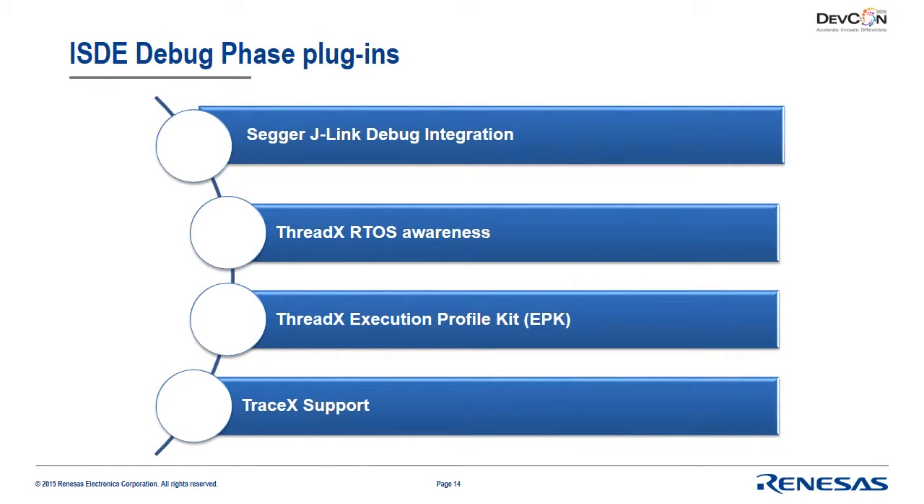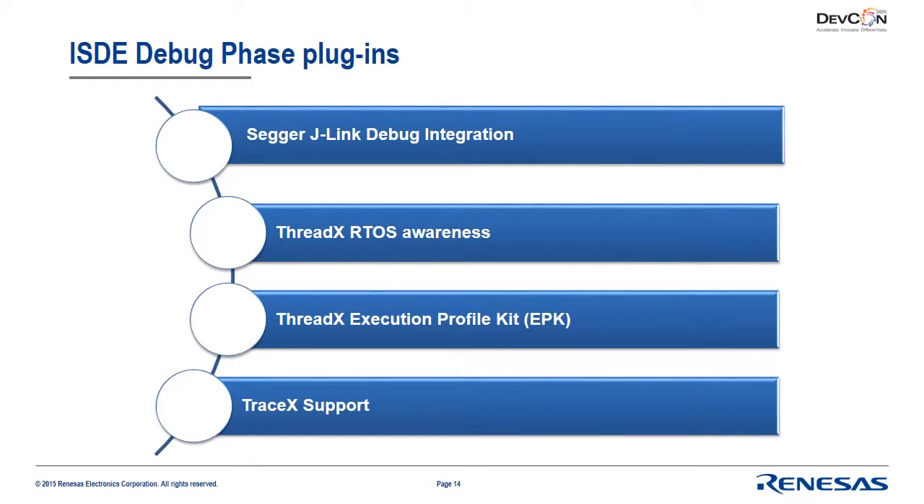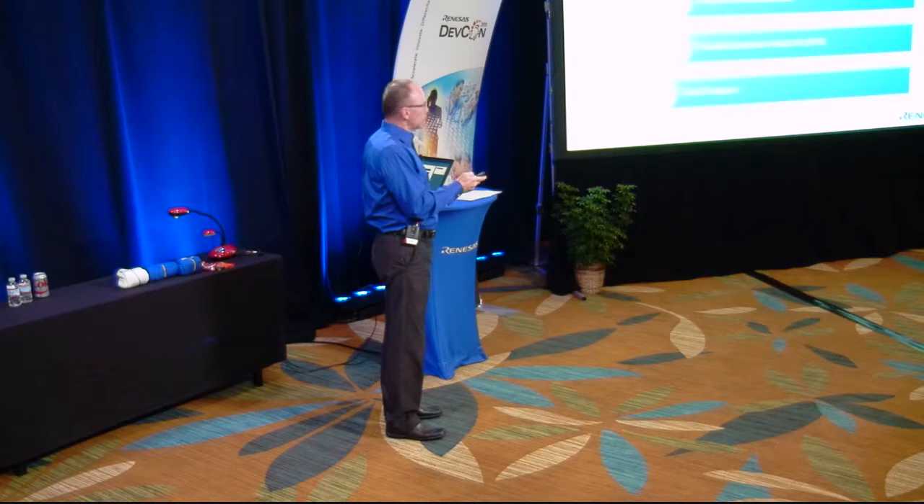And then on the debug side, we integrated the Segger J-Link debug support. Since the Synergy microcontrollers are based on ARM, the Segger J-Link was an obvious choice as a debug probe because it's so commonly used. So that's our standard debug probe. And then we have various plugins here that make it easier to do RTOS-aware debugging, to see what's going on in your real-time system as you're doing your debugging. One is just the regular RTOS awareness. Then there's a thing called the EPK, which is the execution profile kit. And then there's also a separate executable called TraceX from Express Logic. I'll cover all of these in a little more detail. This is an overview.